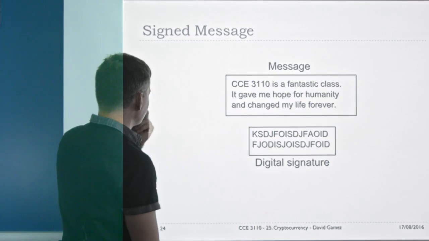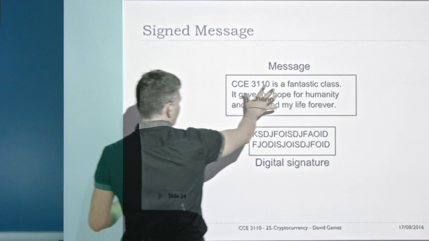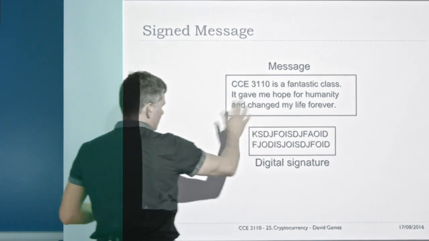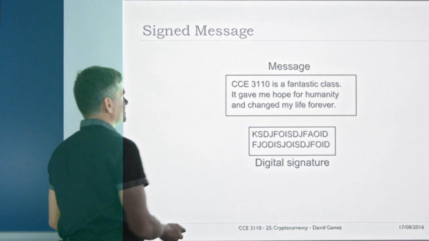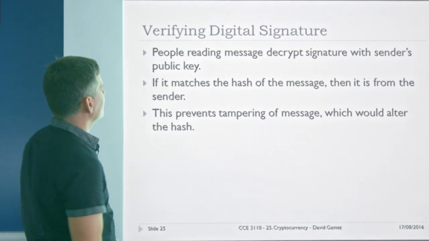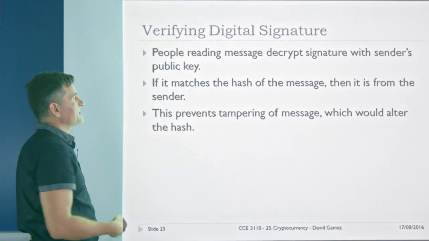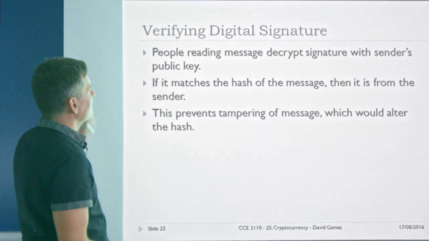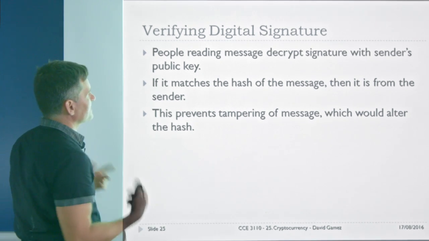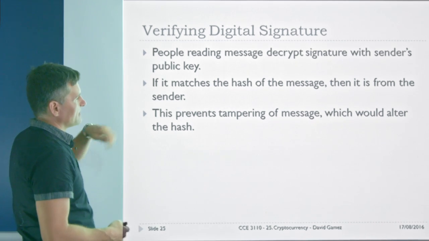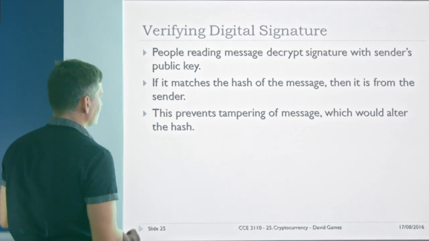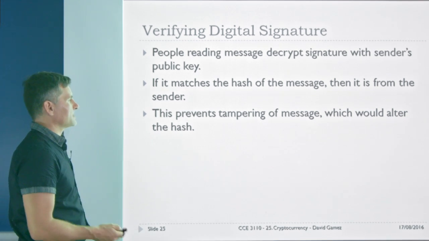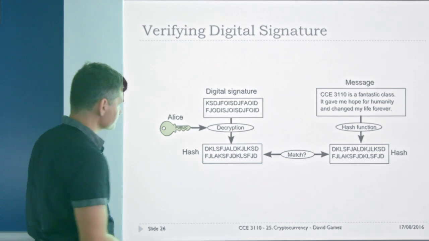So when Alice sends the message, she sends the plain text message, because it's not encrypted, it's just signed. So the message and the signature of the message. Now to check that it was Alice who sent the message and that the message hasn't been tampered with, people decrypt the signature using the public key. If the decrypted signature matches the hash of the message, then it's from the sender. And this also prevents tampering with the message, which would alter the hash.